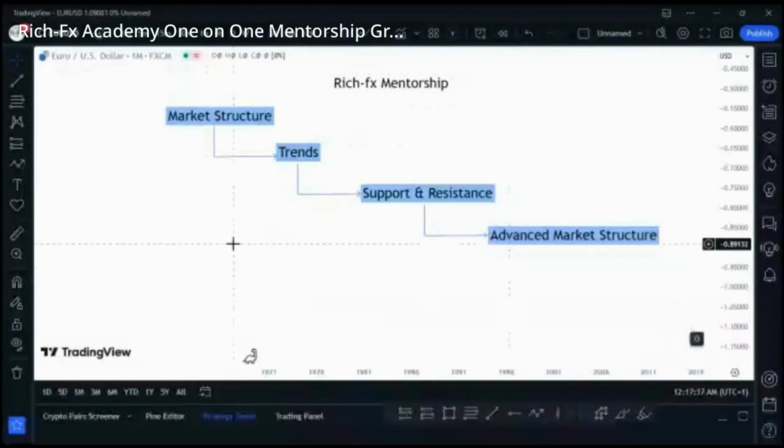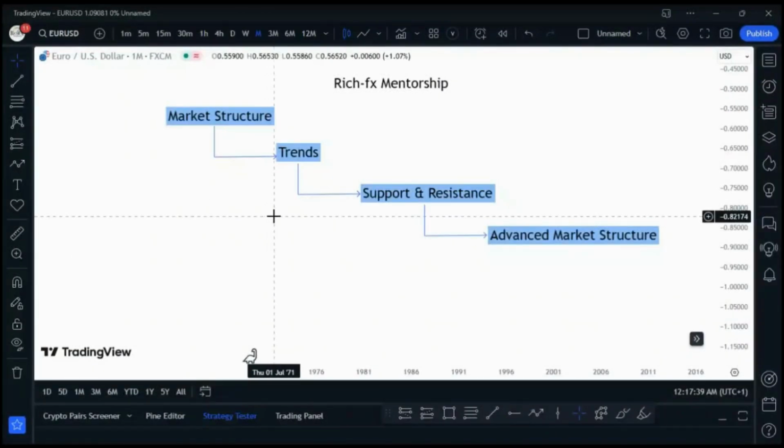All right. So now, you might have been hearing about market structure. What is market structure? It's simply the structure of the market, the way the market moves. That is what market structure is: the way the market is moving at a particular time.